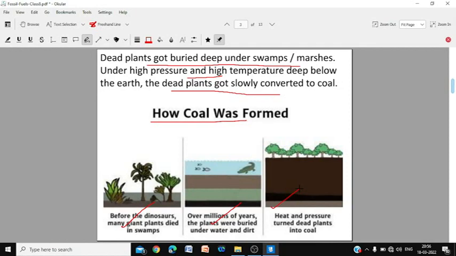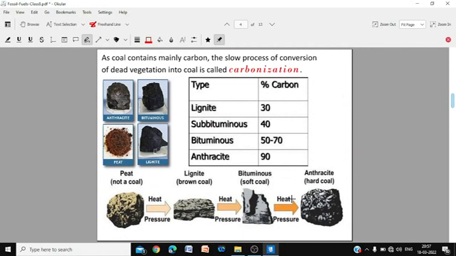So this is the sequence. The plant dies and is buried under swamps, under water and dirt, and high heat and high pressure change it into coal. As coal contains mainly carbon, the slow process of conversion of dead vegetation into coal is called carbonization. Because coal is mainly carbon, converting dead plants into carbon is carbonization.